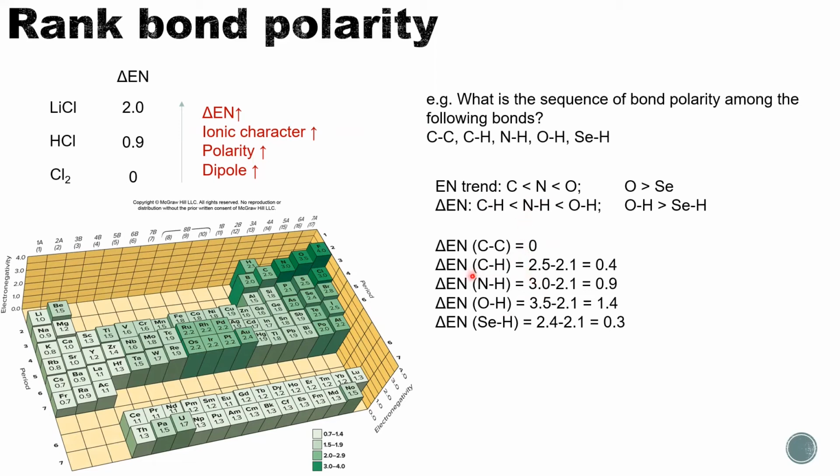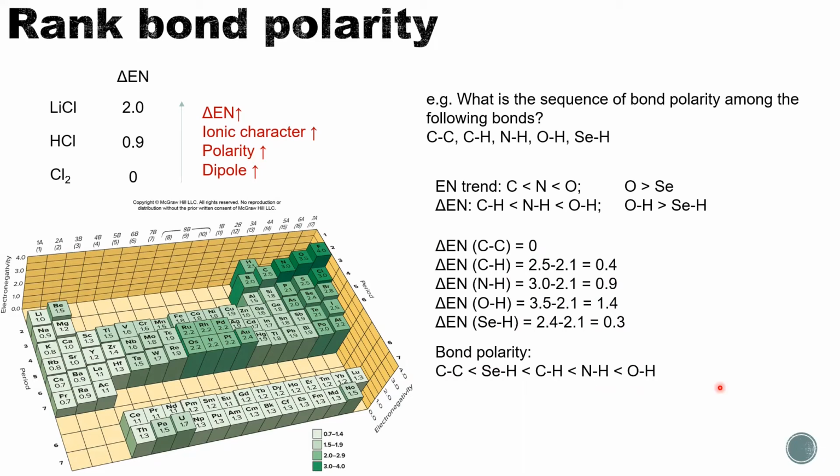The trend is the same as what we predicted. The electronegativity difference for the CH bond is 0.4, for the NH bond 0.9, and for the OH bond 1.4, so it is increasing. For the SeH bond, the difference is 0.3, even smaller than the CH bond. So we can rank the bond polarity: the carbon-carbon bond is the smallest, nonpolar, then SeH, then CH, NH, and OH in increasing order.